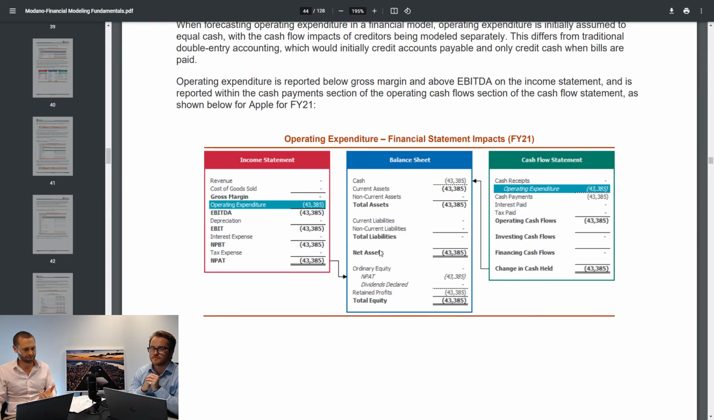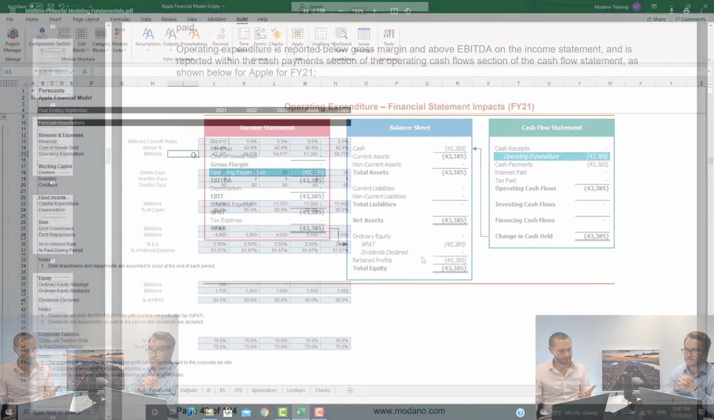And if you look at how that's going to flow through, other than the positioning in the financial statements, it's very similar to cost of goods sold. It comes through in between gross margin and EBITDA, and we put it through as a cash payment. The NPAT impact is offset perfectly by the cash change impact, so it flows through the financial statements basically as a reduction in profit and cash. Okay, so let's put that in.